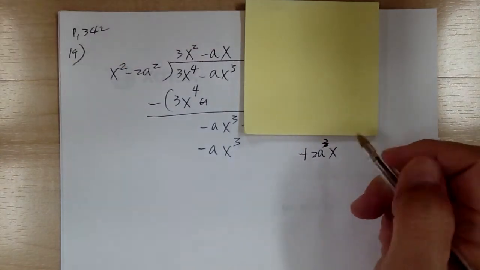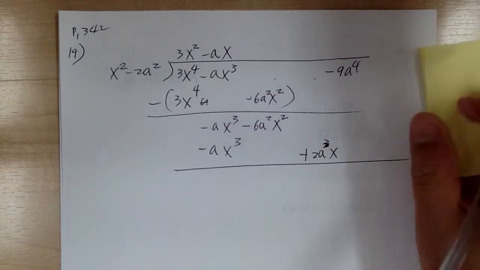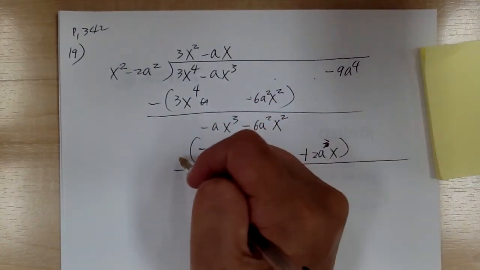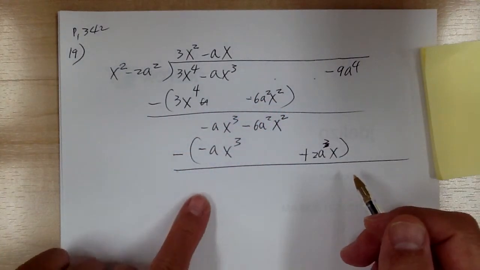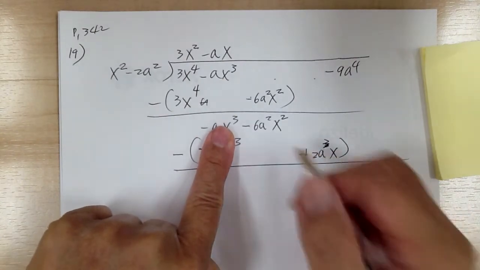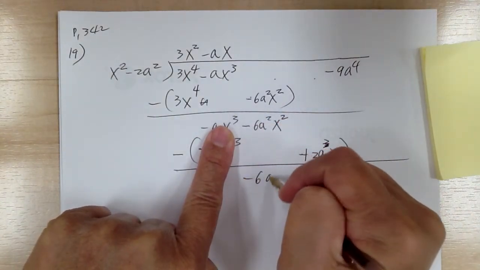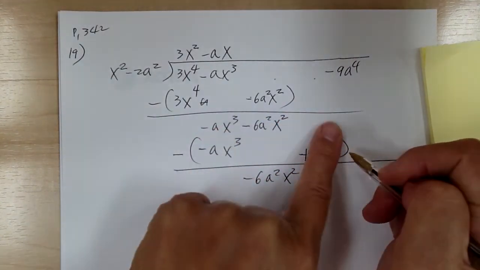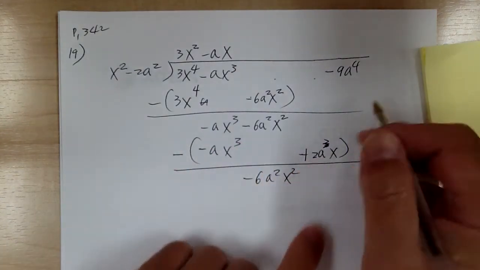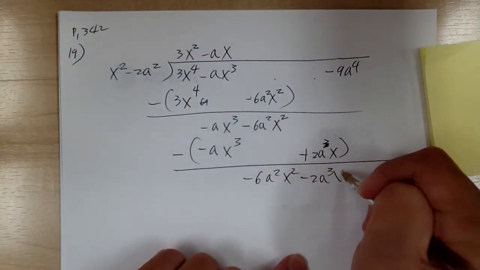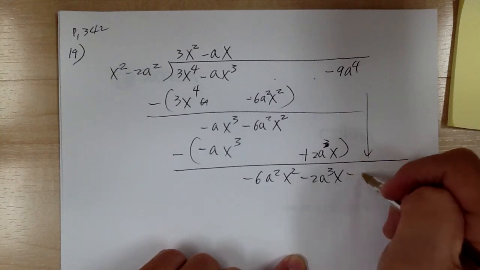Okay, so the line, put parentheses, subtract. So again, the first term cancels out. This term drops. This one you get 0 minus this, which will give you negative 2a to the 3x. Then you drop the next one.